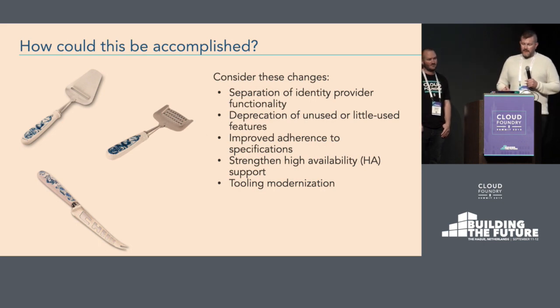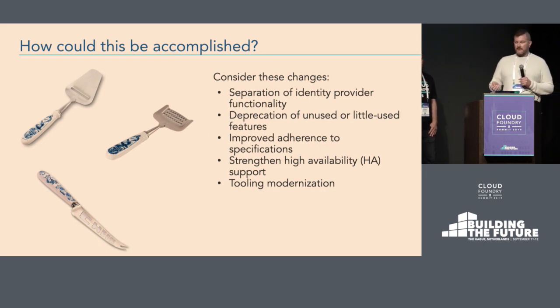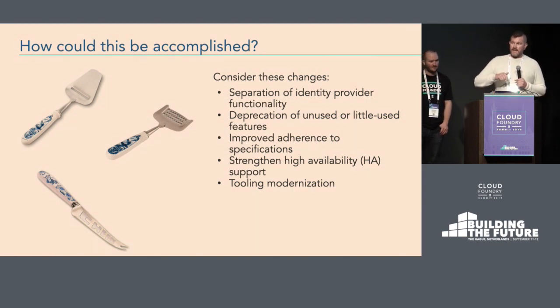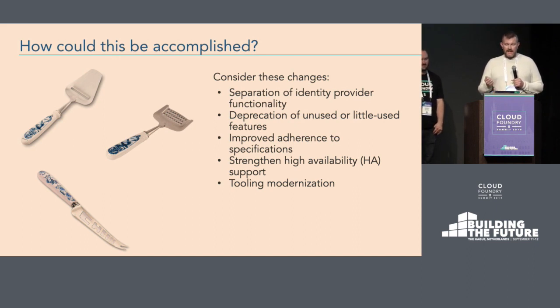So when we think of ways in which we could accomplish this, there are a couple of changes that come to mind for us. Separation of identity provider functionality from identity proxy features, which currently are both built inside of UAA. Finding opportunities to deprecate little or unused features. What is that bulk that we're carrying around that we could move to the side, eliminate, or detach? Improved adherence to specifications. That certainly offers simplicity. Strengthening high availability support, and overall tooling modernization.